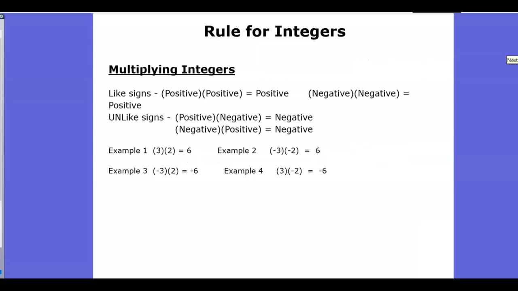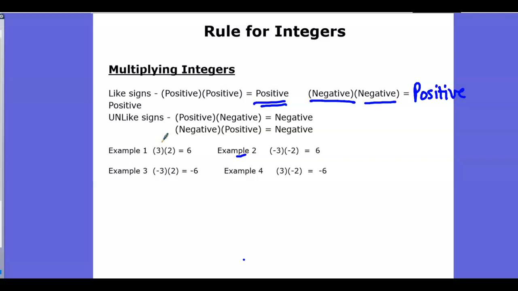All right, multiplying, remember, the rule is if you have like signs, so if you take a positive times a positive, you're always going to get a positive, okay? A negative times a negative is also going to give you a positive, okay? All right, unlike signs, if you have a positive times a negative, you're going to get a negative.